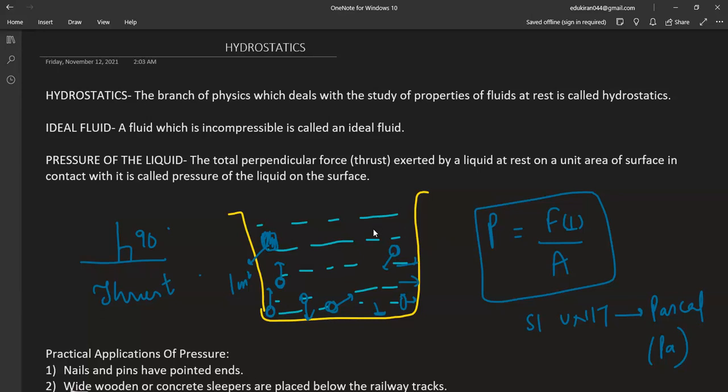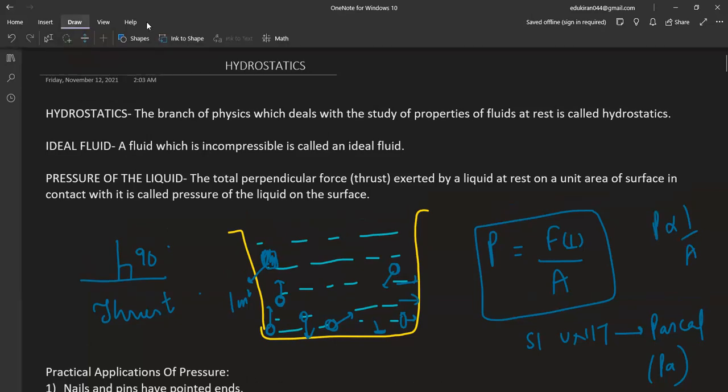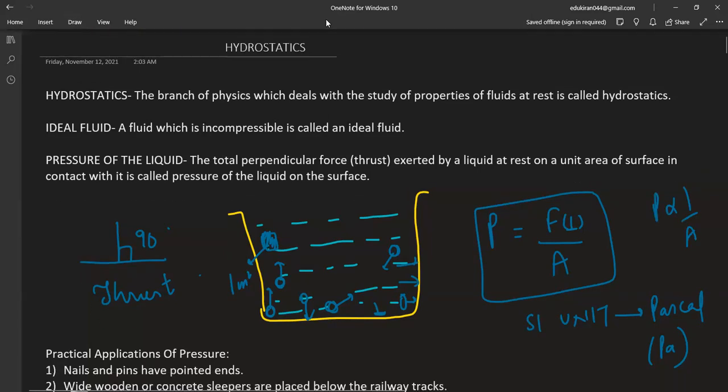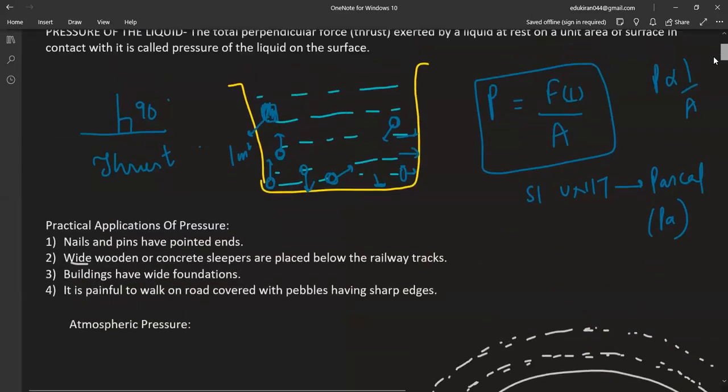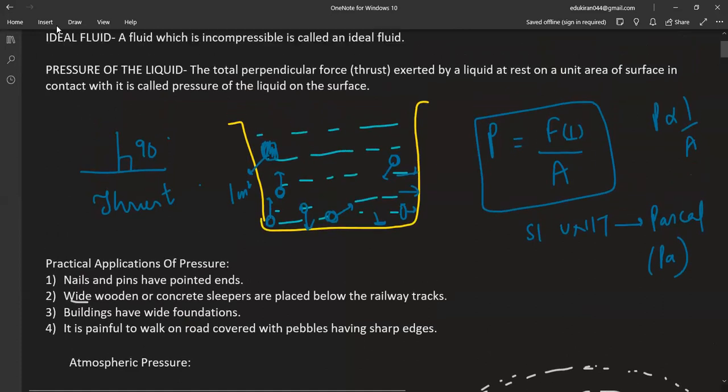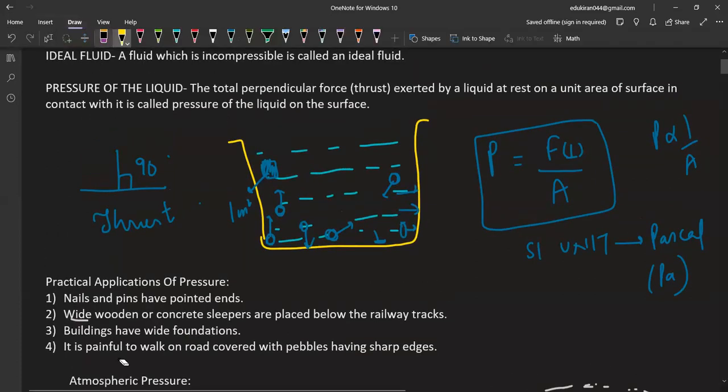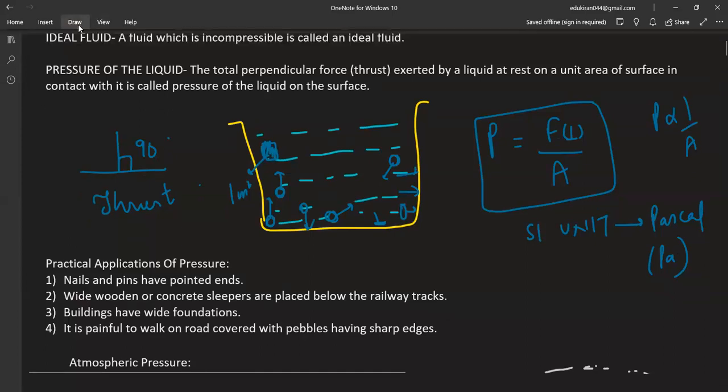Now, there is an application of pressure based on this formula, P is equal to F by A. So can you notice pressure is inversely proportional to area, right? P is inversely proportional to area based on this formula. So you have applications. These types of applications you'll find in the NCERT also. You can go through it once. Also, you must have done it earlier as well. So this says that some applications I've already written.